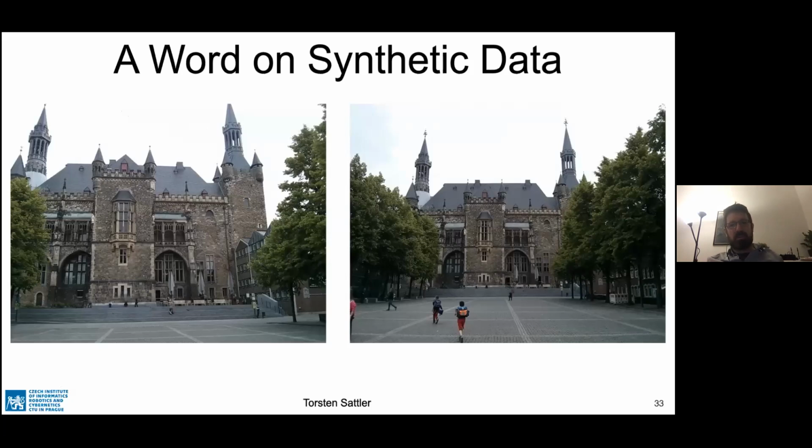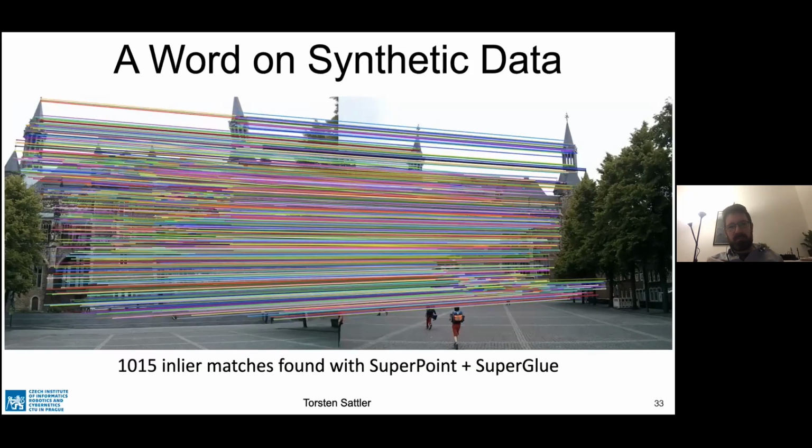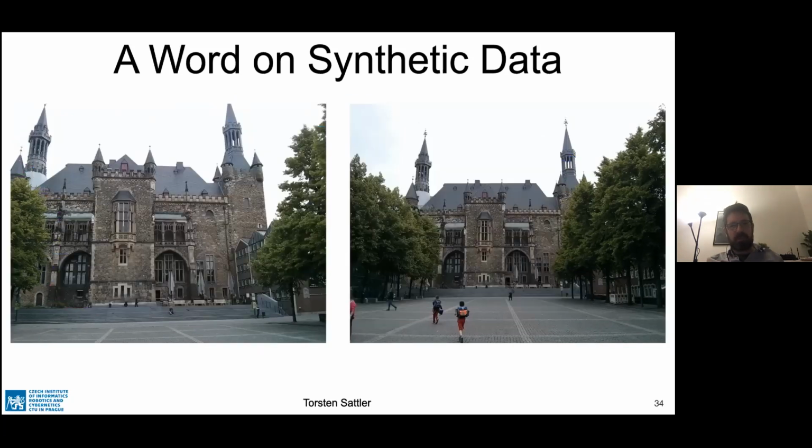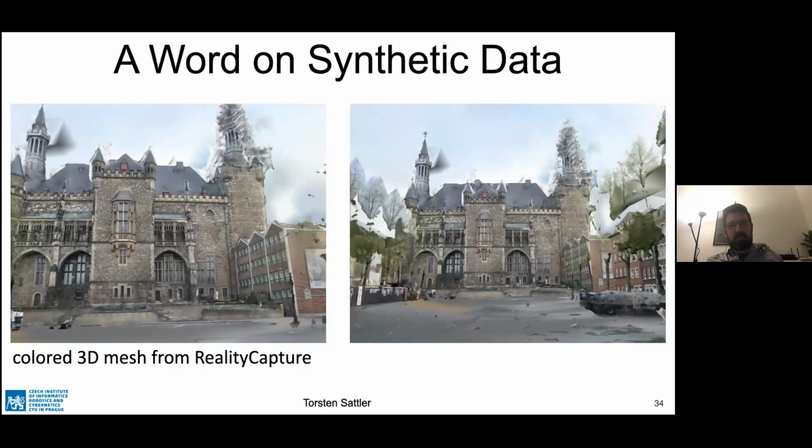So here are two images of the City Hall in Aachen, and here's a set of feature matches between those two images. So a state-of-the-art feature matcher found about 1,000 matches between them. Here's the same two images re-rendered using a 3D model created from a state-of-the-art 3D reconstruction pipeline. So as you can see, there are some ghosting artifacts here in the sky, but the 3D geometry is reconstructed very accurately and looks photorealistic.